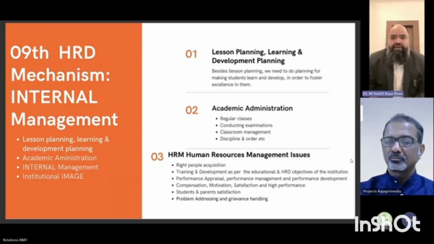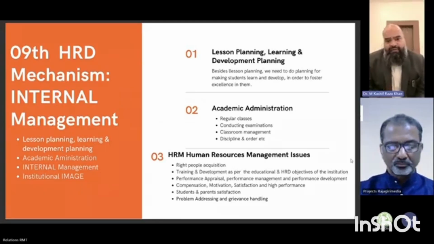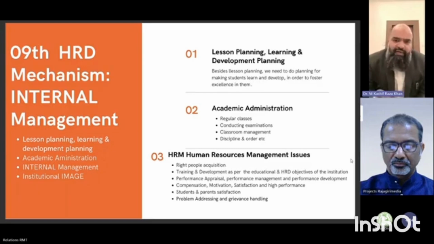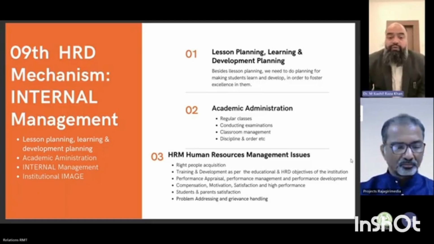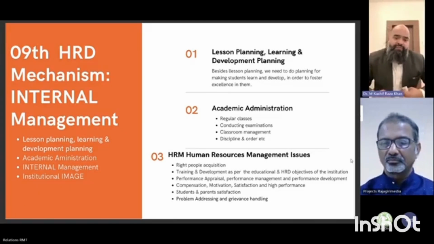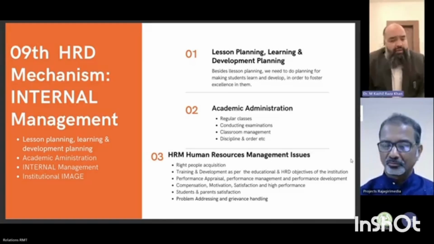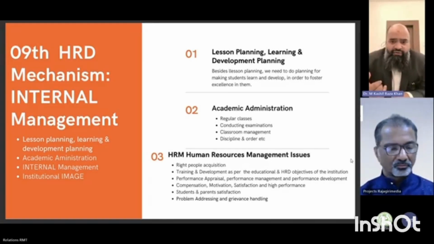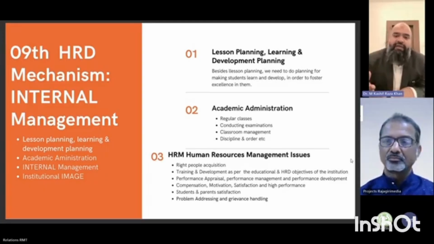The first HRM issue would be acquisition of the right human resources. If we have great masters, then only we would have the opportunity to produce great students. But if we miss the opportunity to select and acquire the right human resources in education, we would be compromising the benefits in larger terms. So we have to be careful about teaching staff, non-teaching staff, and students also.